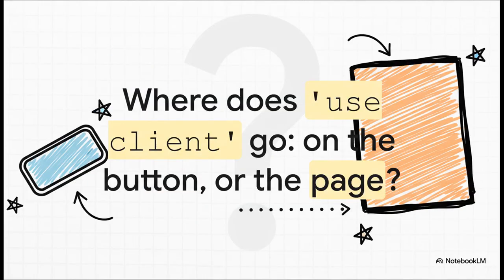And that brings us to one final thought experiment. Let's say you have a huge, complex page, but on that page, there is just one single button that needs useState to work. Where does that use client directive go? On the button component itself, or on the entire page? If you know the answer to that, then you've totally grasped the core idea that makes modern Next.js so powerful.